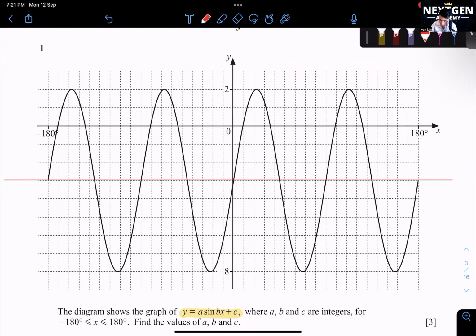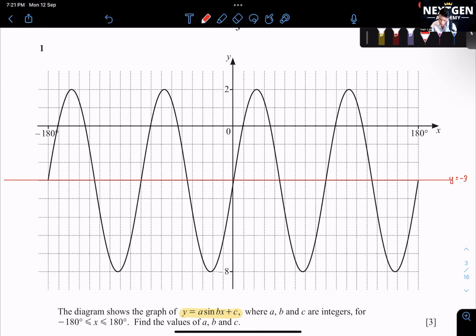So this middle point here is what? We count now: -1, -2, -3. Each of it is 1. So this is y equals -3. You write this down first.